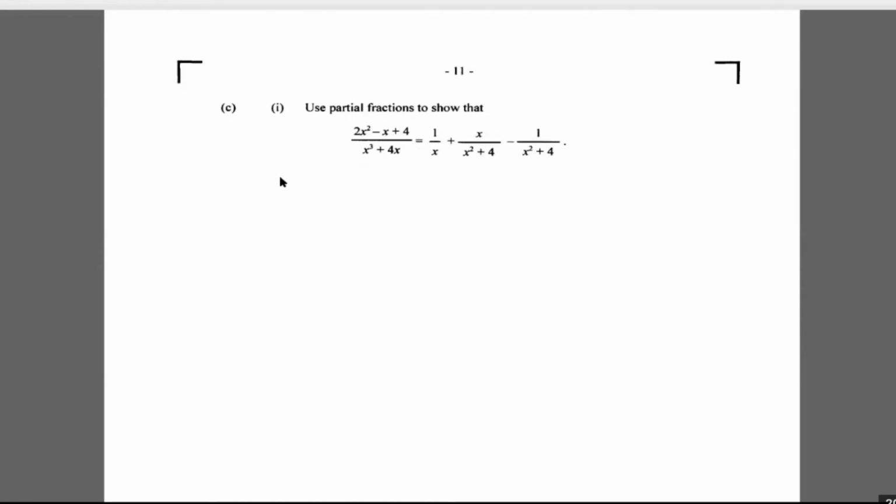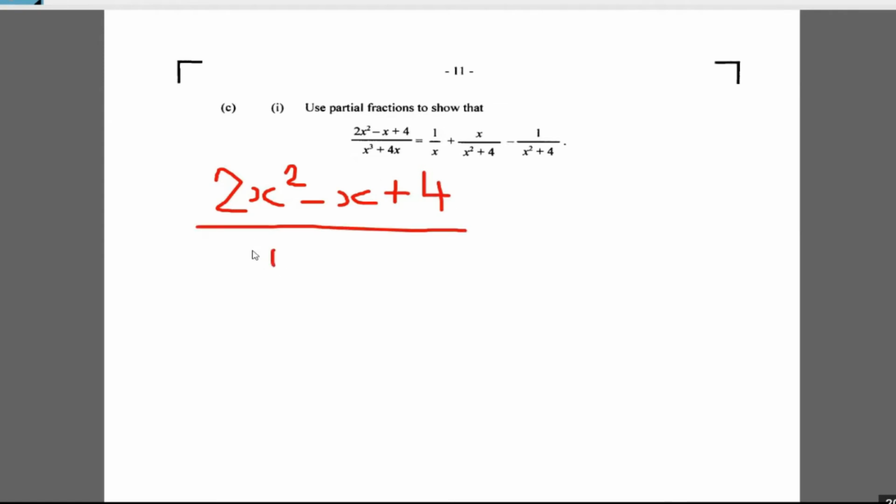Well, let's see. To do this using partial fractions, obviously we realize that in the denominator, the highest common factor x can be factored out. So we can write it as 2x squared minus x plus 4, all divided by x times x squared plus 4. Easy. So this is the easy part out of the way so far. Now, this quadratic is irreducible.